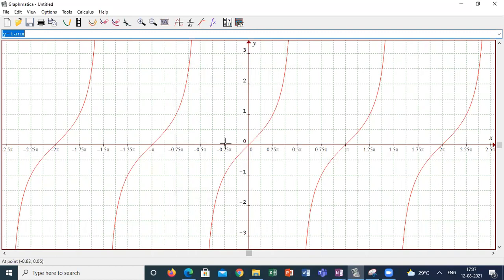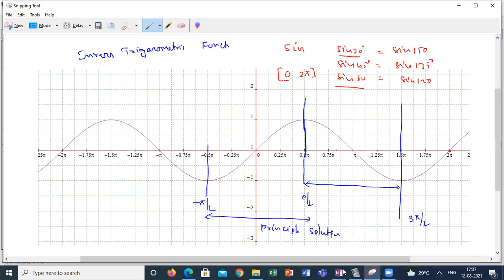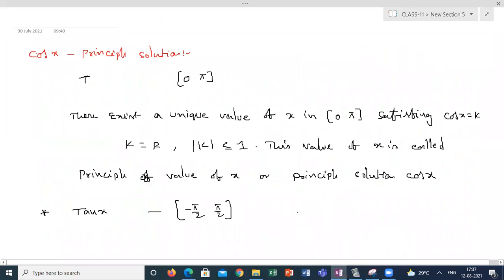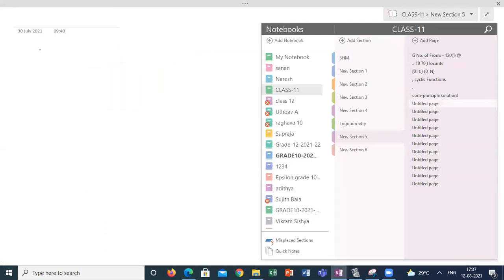So there exists a unique value between minus pi by 2 and plus pi by 2 for tan x is equal to k, where k belongs to R, that is, minus infinity to plus infinity. These are the principal solutions of the different equations. With the help of this, we are jumping into the questions.